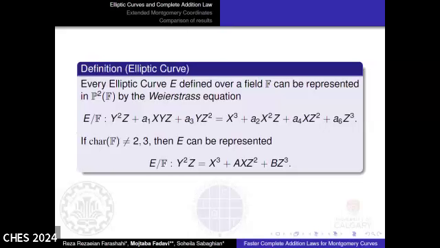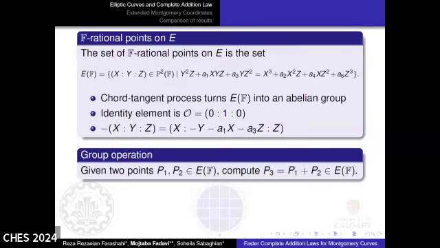Well, it is well known that every elliptic curve defined over a field such as F can be represented in P2 by the long Weierstrass equation, as you see. And if the characteristic is different from 2 and 3, then it can be represented by the short Weierstrass equation. The F-rational points of an elliptic curve are those points in P2 which satisfy this equation. And it is known that the chord-tangent process turns this set into an abelian group.